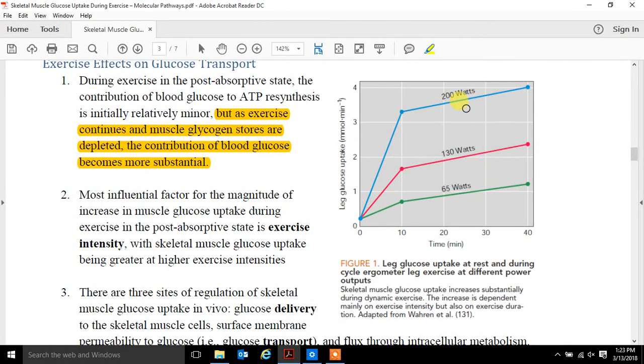We can see that in all conditions, it continually rises over time. But you can also see the most influential factor is the exercise intensity. We start seeing upwards of 3 to 4-fold increases in blood glucose uptake during the higher intensity or higher work rates, compared to the lower work rates, and definitely compared to our resting condition, which would be this first data point here.